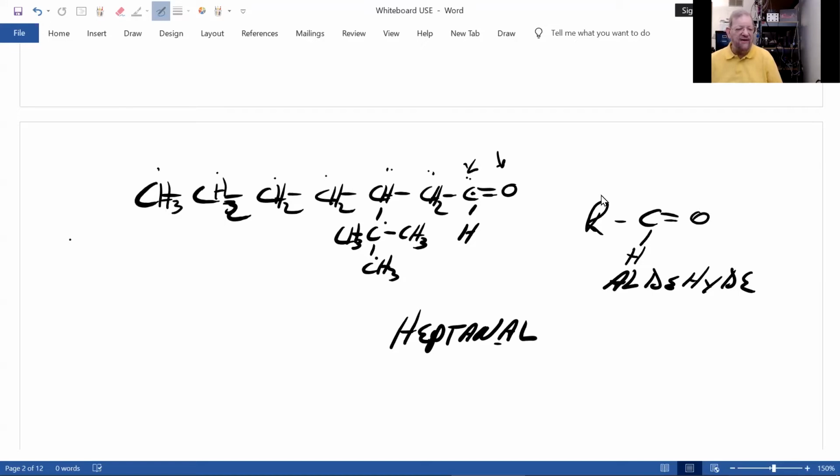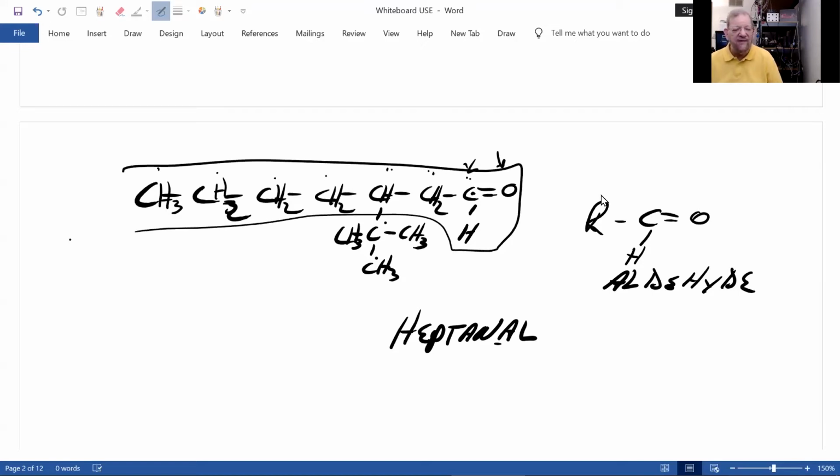Am I done? No, as soon as I say heptanal, that's all spoken for. But oh, look, Dr. White's favorite group, one of them, and it's a t-butyl group. And what carbon? Carbonyl carbon is 1, 2, 3, and that would be 3-tert-butylheptanal.